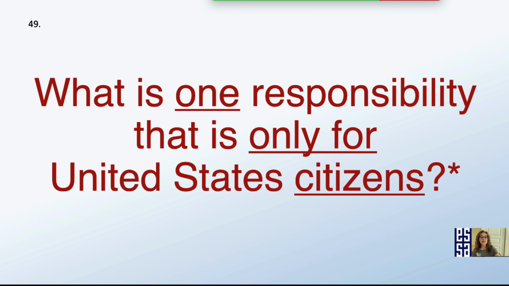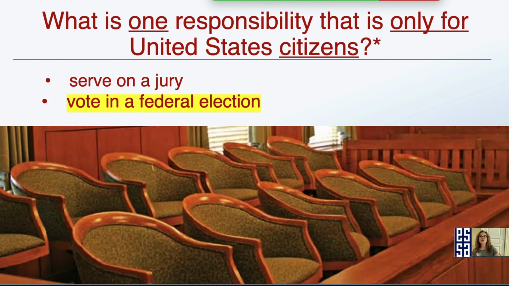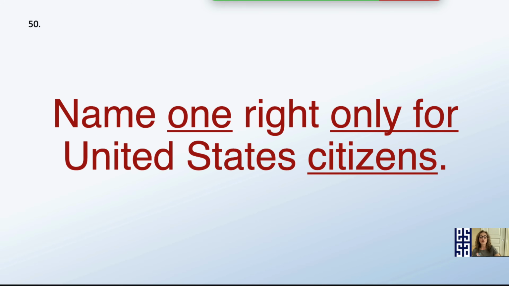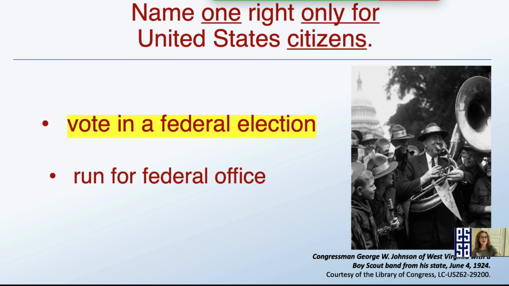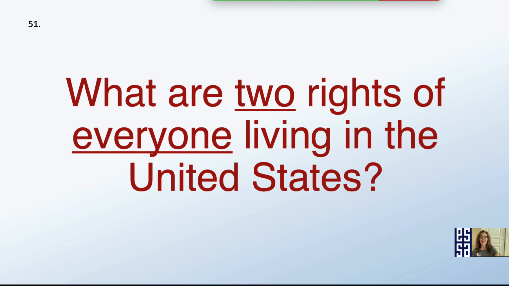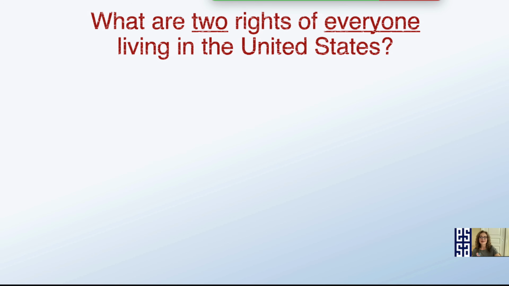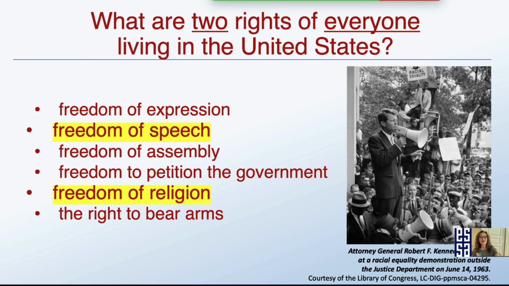What is one responsibility that is only for United States citizens? To vote in a federal election. Name one right only for United States citizens. To vote in a federal election. What are 2 rights of everyone living in the United States? Freedom of speech and freedom of religion.